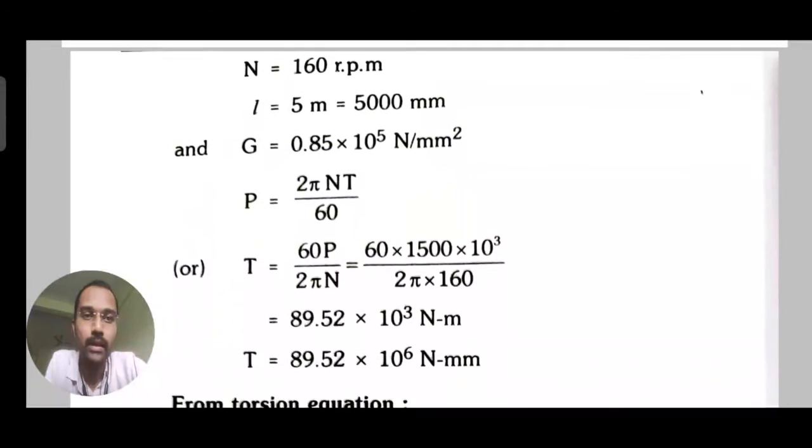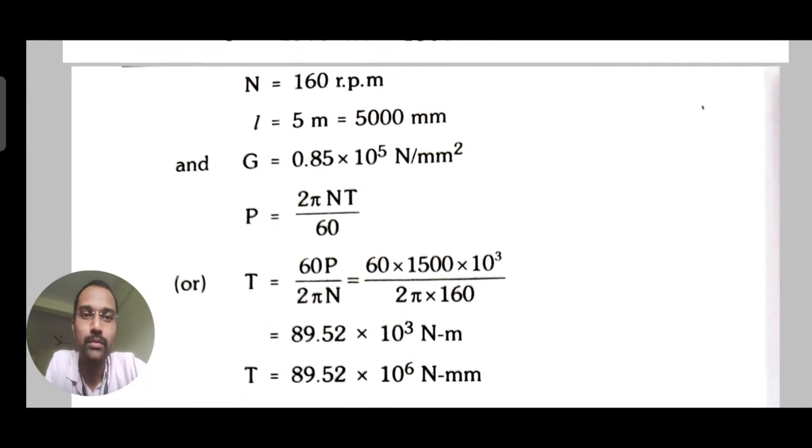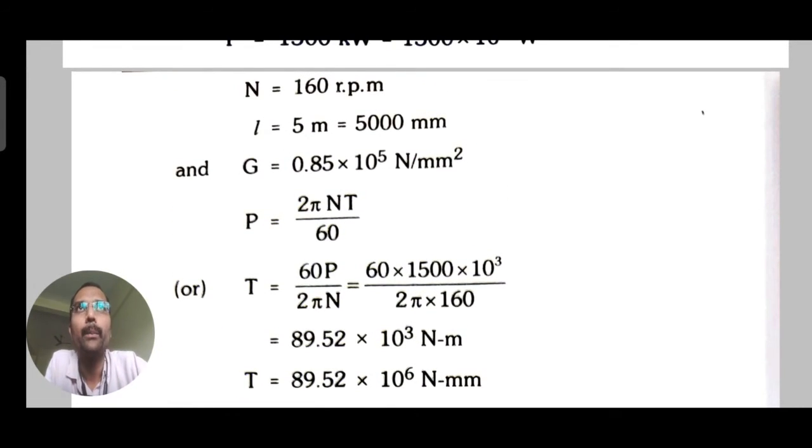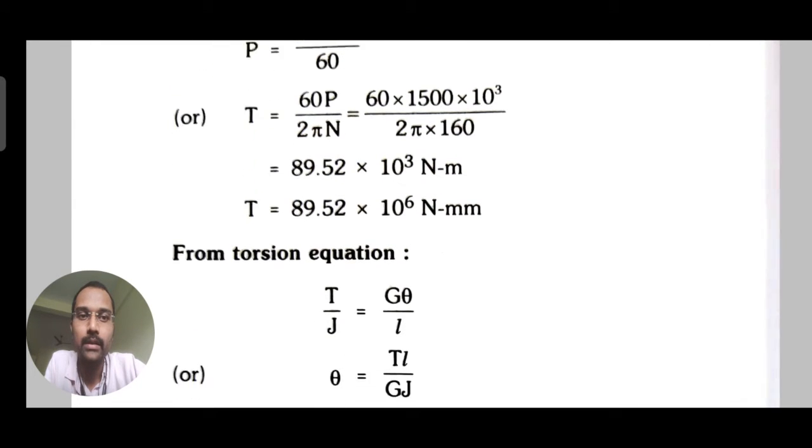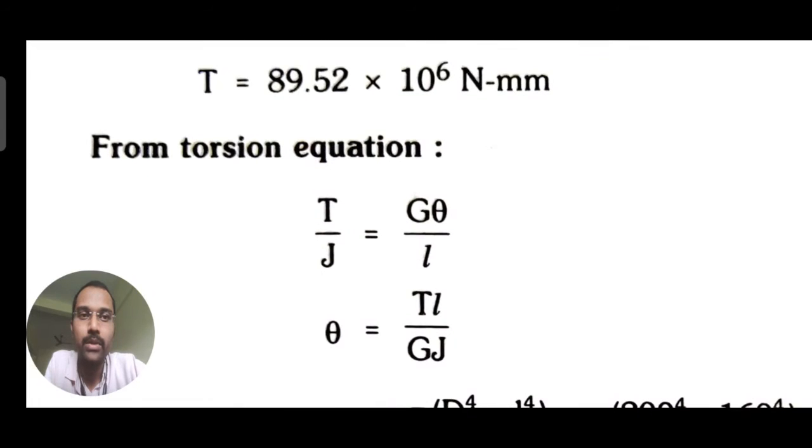So to get the theta value, we have the relation from the rigidity point of view, the design of shaft, that we have written: T by J is equal to G theta by L. You have to find the theta value, which is equal to T into L by G into J. Already we have seen this relation, I am not discussing again what all the terms are.